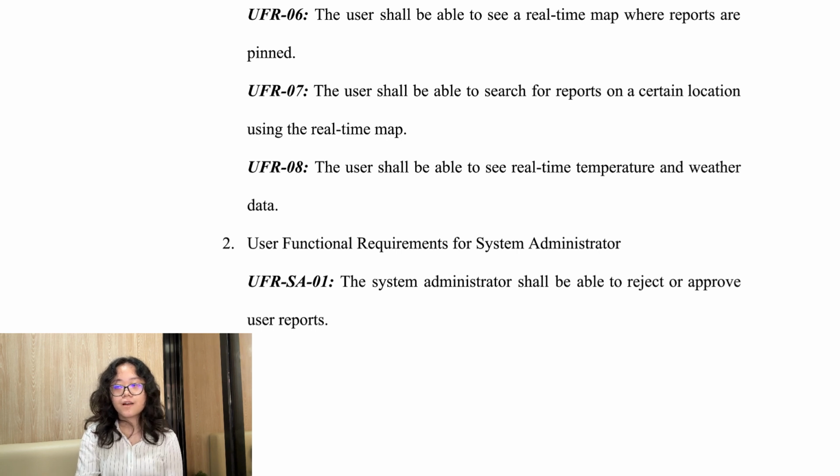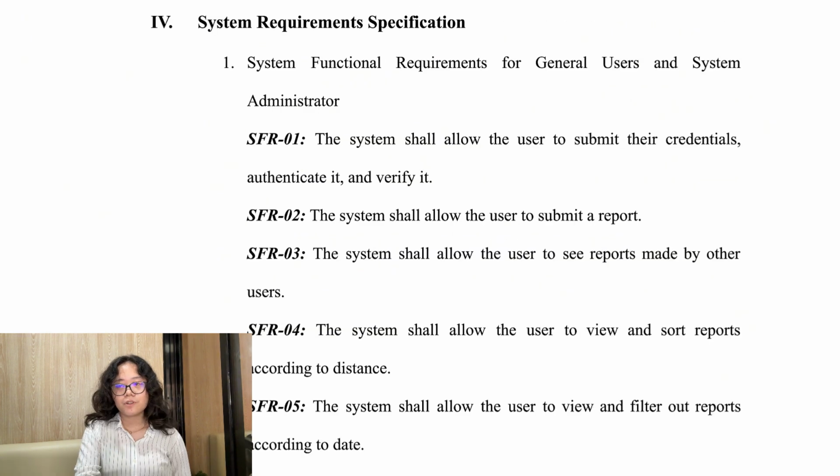User functional requirements for system administrator. UFRSA1. The system administrator shall be able to reject or approve user reports. System requirements specification. System functional requirements for general users and system administrator. SFR1. The system shall allow the user to submit their credentials, authenticate it, and verify it.